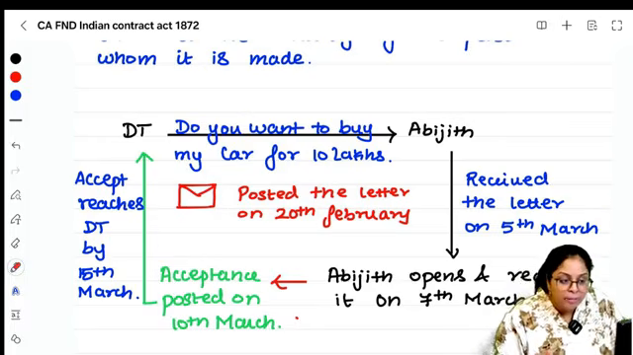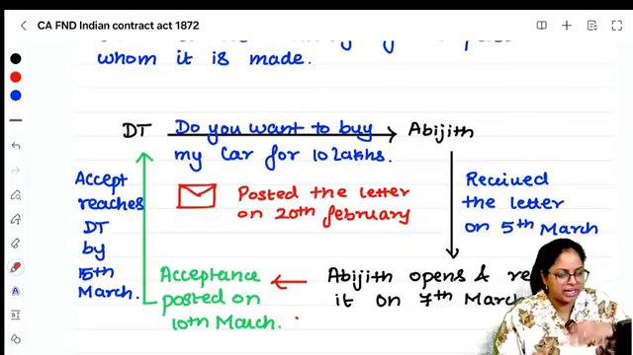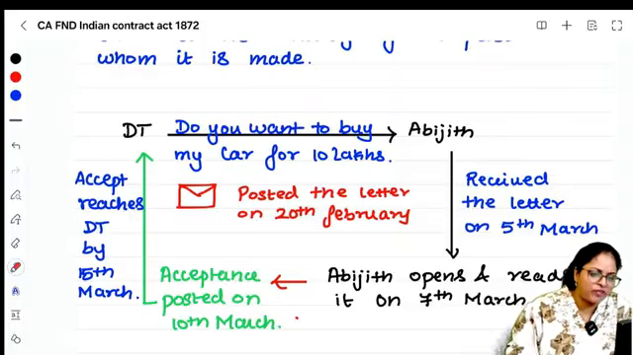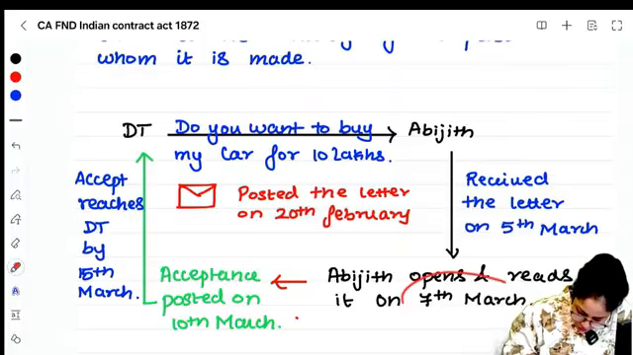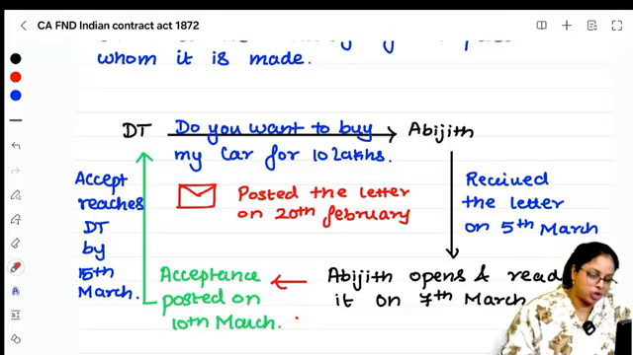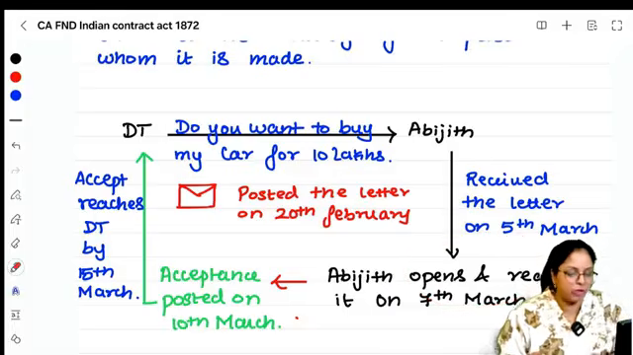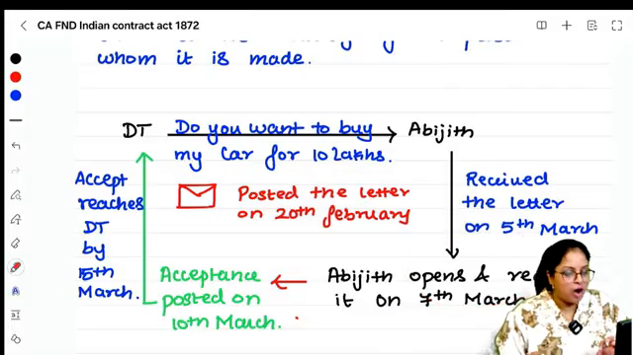When is the offer communicated? The offer is communicated on the 7th of March. Very good, when it comes to the knowledge of the offeree.